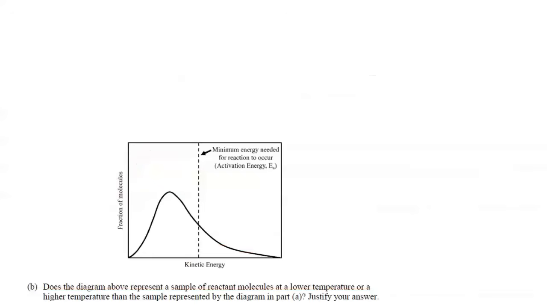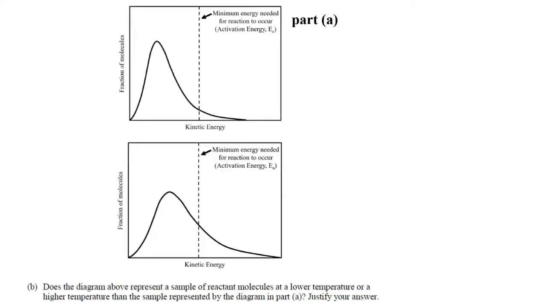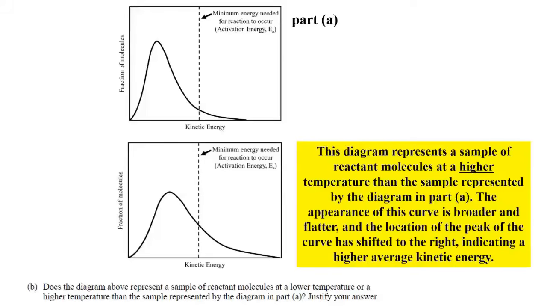Let's take a look at part B of this question. Does the diagram above represent a sample of reactant molecules at a lower temperature or a higher temperature than the sample represented by the diagram in part A? Justify your answer. Here's what the diagram looked like in part A. You can do a nice comparison of these two diagrams on this slide. Hopefully you can see, based on what I showed you on the previous slide, that the diagram at the bottom here, the one for part B, represents a sample of reactant molecules at a higher temperature than the sample represented by the diagram in part A. So how can we tell?